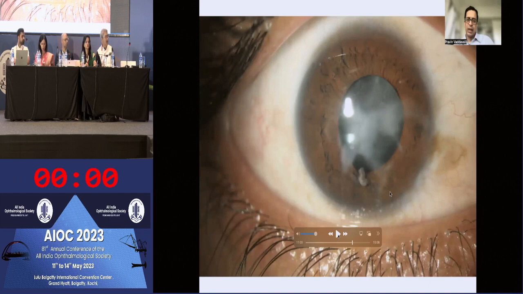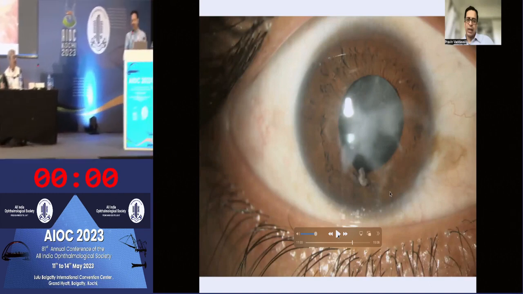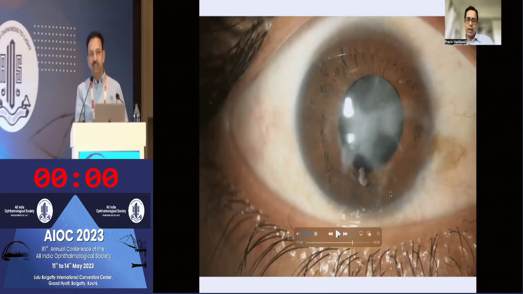We'll pause at this because his presentation is still a little longer. It covered the aspect of superficial anterior lamellar keratoplasty.